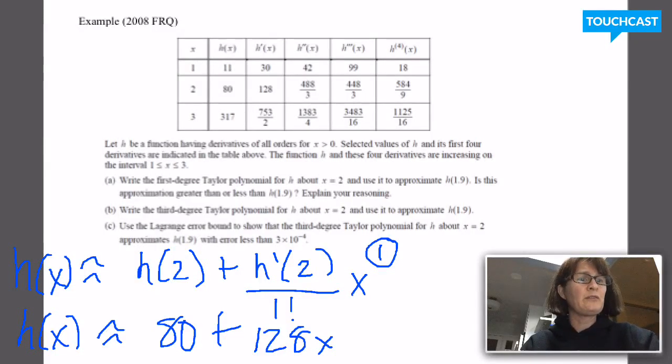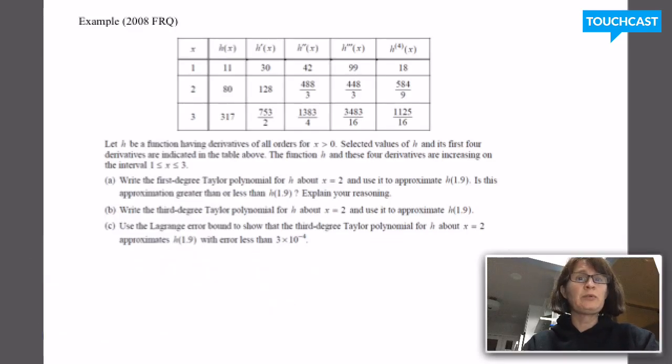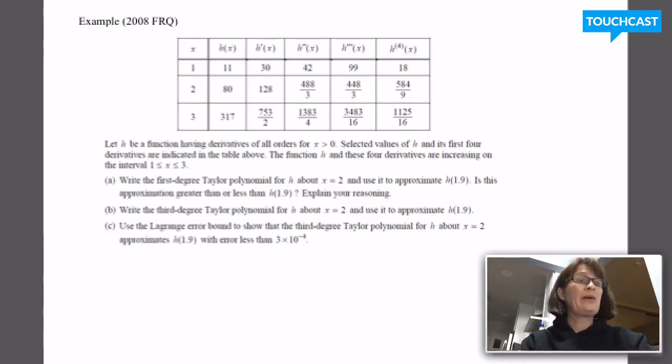All right, there doesn't happen to be a free response problem like this one in your free response notebook, but it's one way that Taylor series are sometimes tested. So we've been asked to write the first degree Taylor polynomial for h about x equals 2, and use it to approximate h of 1.9, and then decide whether that's an overestimate or an underestimate.